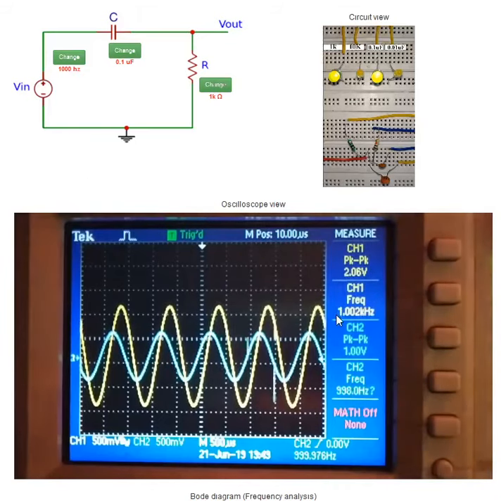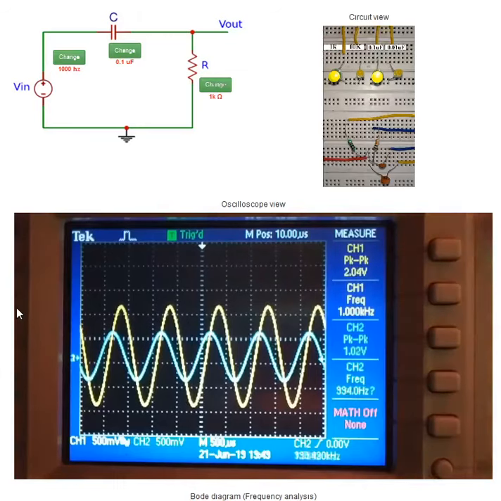Since the input frequency is 1 kHz, which is closer to the cutoff frequency, the time response in the oscilloscope shows the output voltage peak-to-peak amplitude is 1 volt. It's also interesting to observe that the phase of the output signal is close to that of the input signal.